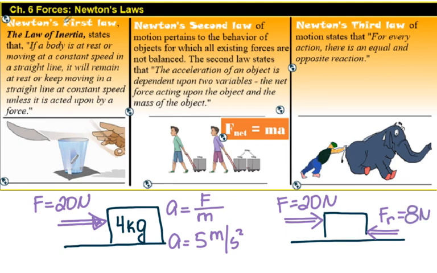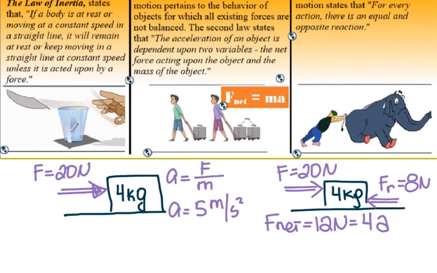Then the net force will be the difference of these two forces because they are opposing each other. So the net force in this case is equal to 12 newtons and equals the mass times acceleration. And I'm going to say, okay, it's the same 4 kilogram box, just now I have friction acting on it. So that is 4 times acceleration. And in this case, your acceleration is going to be 3 meters per second squared.